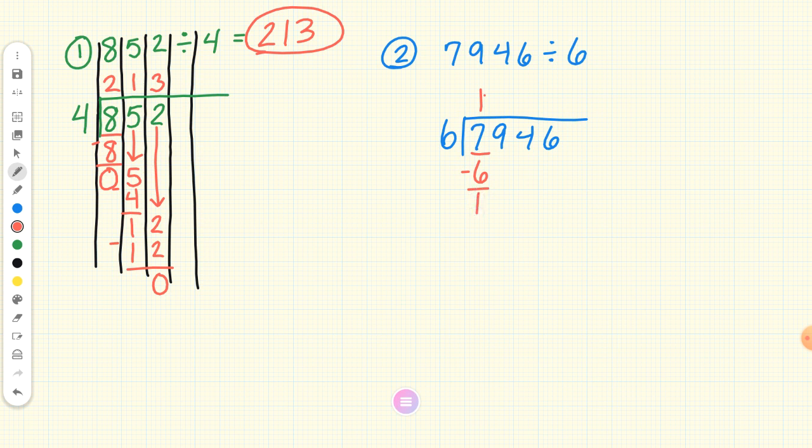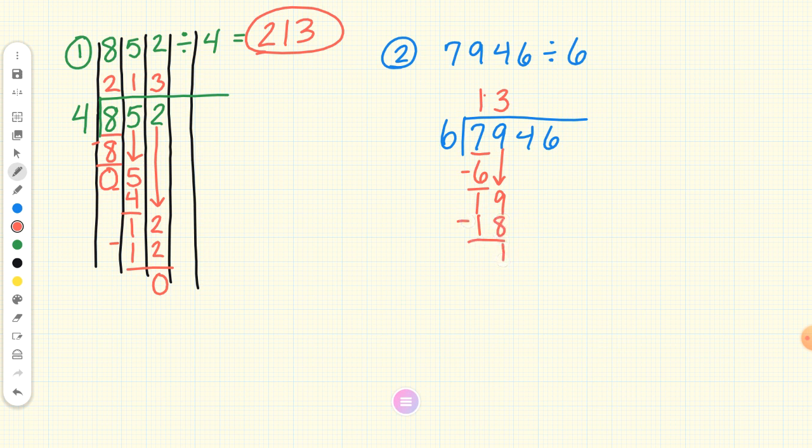Logan, what do I do next? Bring down the 9. Okay, I drop my 9. Keep going. And then you do 6 times 3 equals 18. Okay, because 6 times 3 gets me close to 19, because 6 times 3 is 18. I agree. I subtract. I get 1.